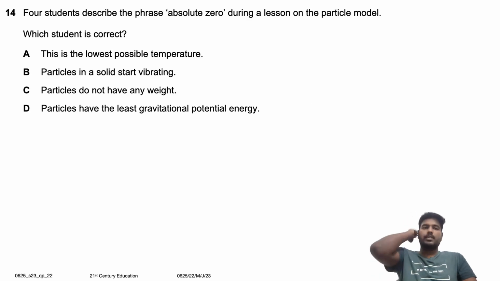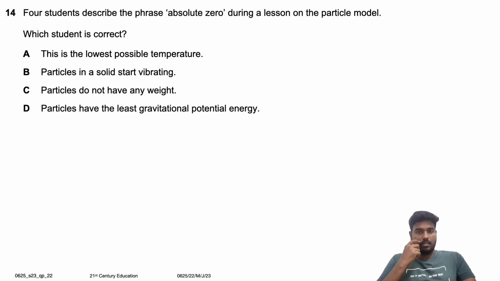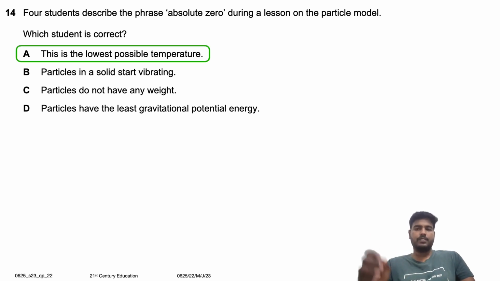Four students describe the phase absolute zero during a lesson on the particle model. Which student is correct? So this is the lowest possible temperature. The definition of absolute zero is the lowest possible temperature.